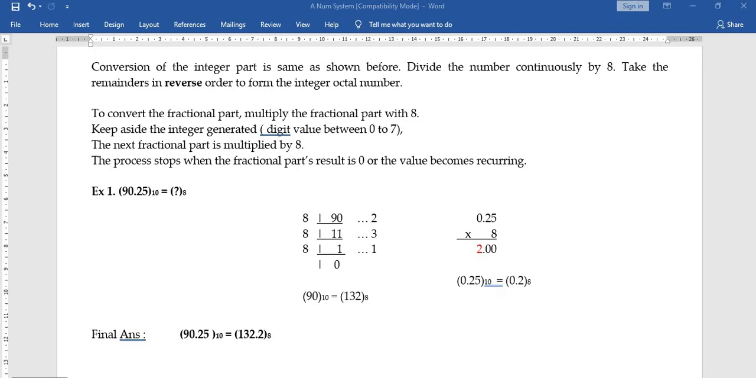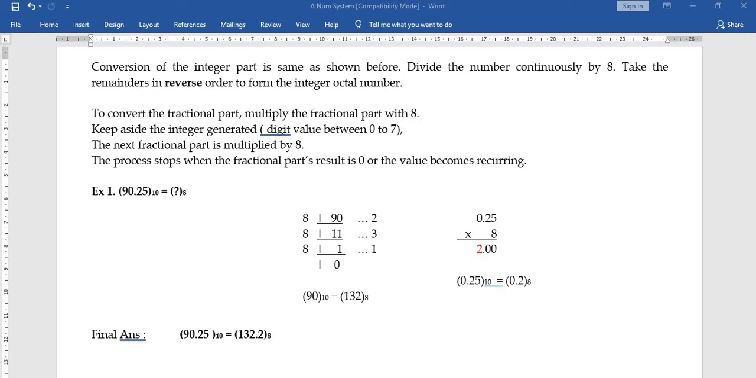This example is going to demonstrate. Look at 90.25 from decimal to octal, and it includes a fraction. So, 90, which is the integer part, gets converted by continuous division by 8. So, 90 by 8, quotient is 11, remainder is 2. Then 11 by 8, quotient is 1, remainder is 3. Then 1 by 8, quotient is 0 and the remainder is 1. Therefore, 90's equivalent octal number is 132.